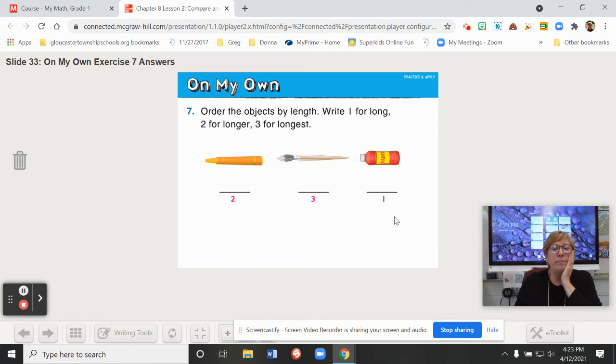Okay, we were right. Look at that. We were good. The paint is long. This marker is longer than the small jar of paint. And three, the paintbrush, is the longest of all.